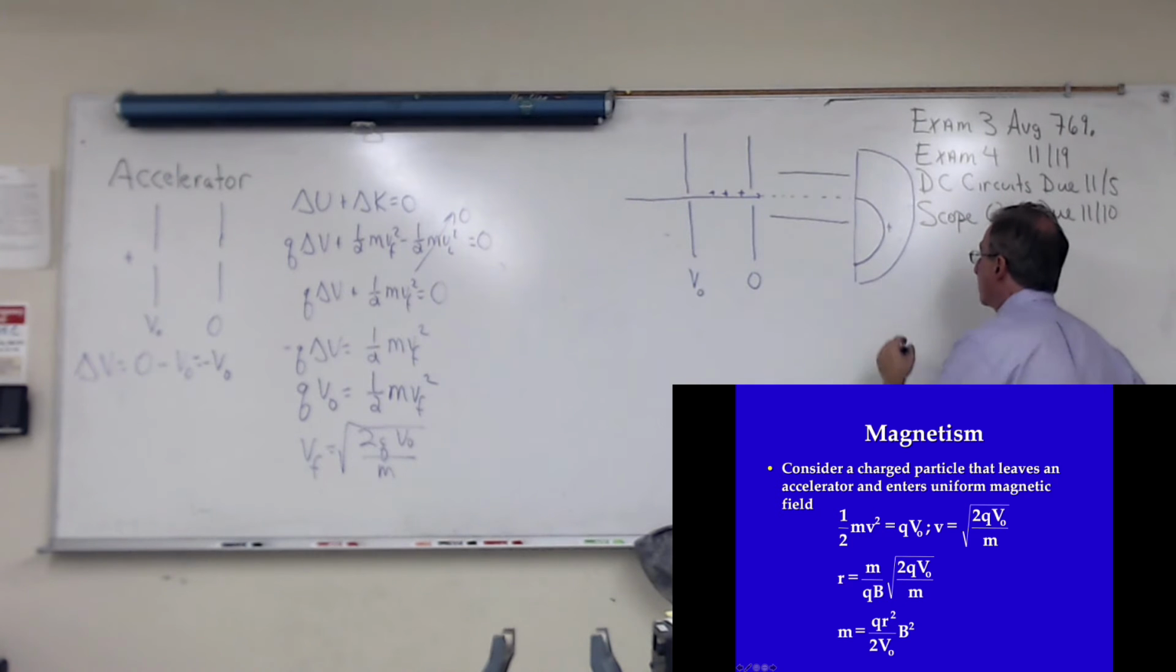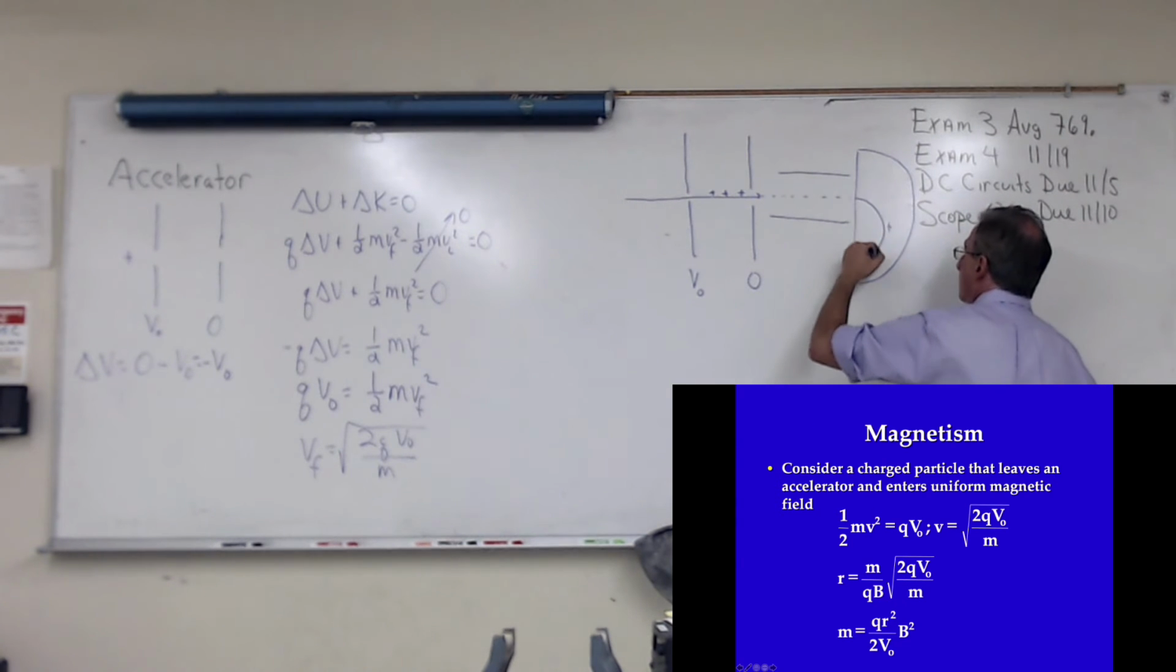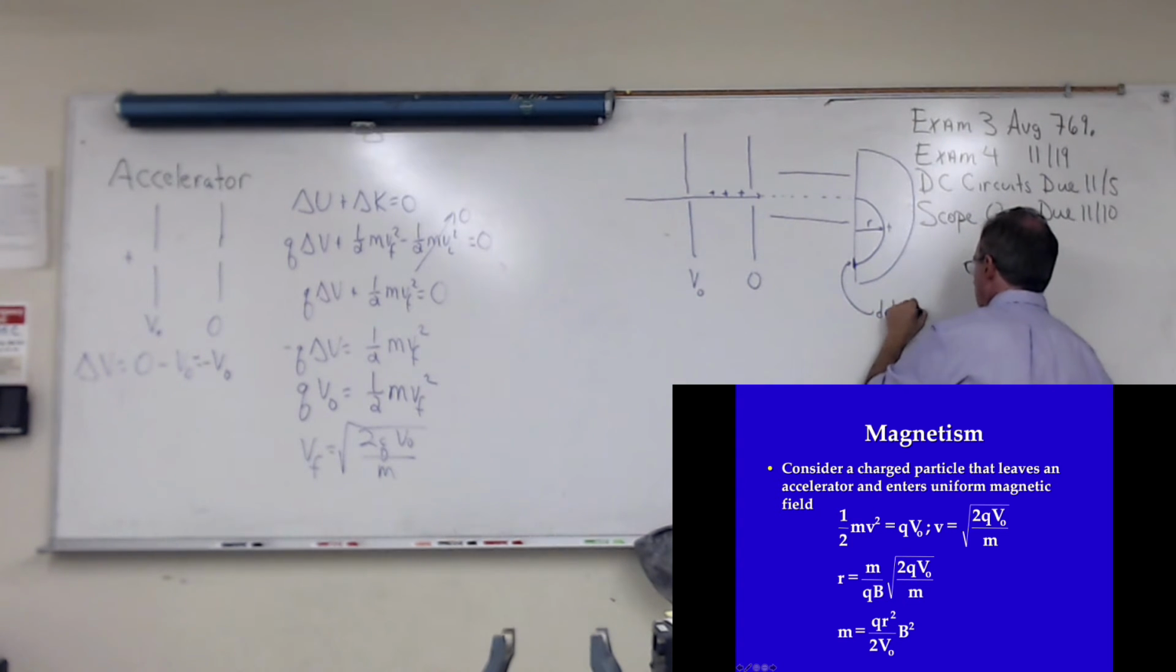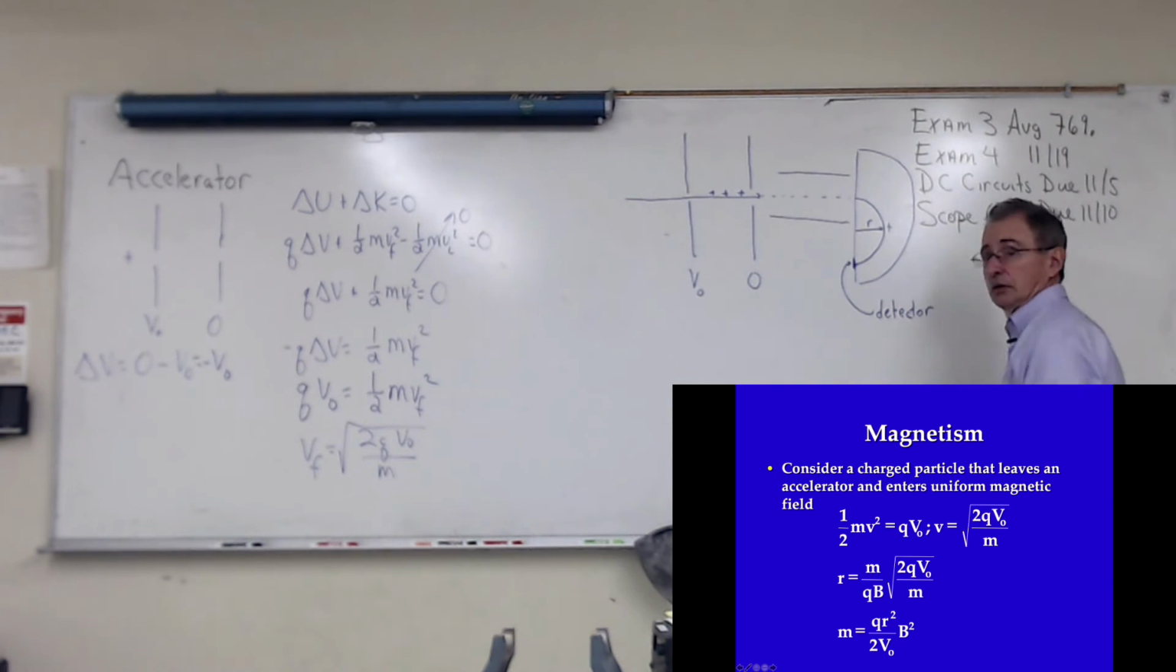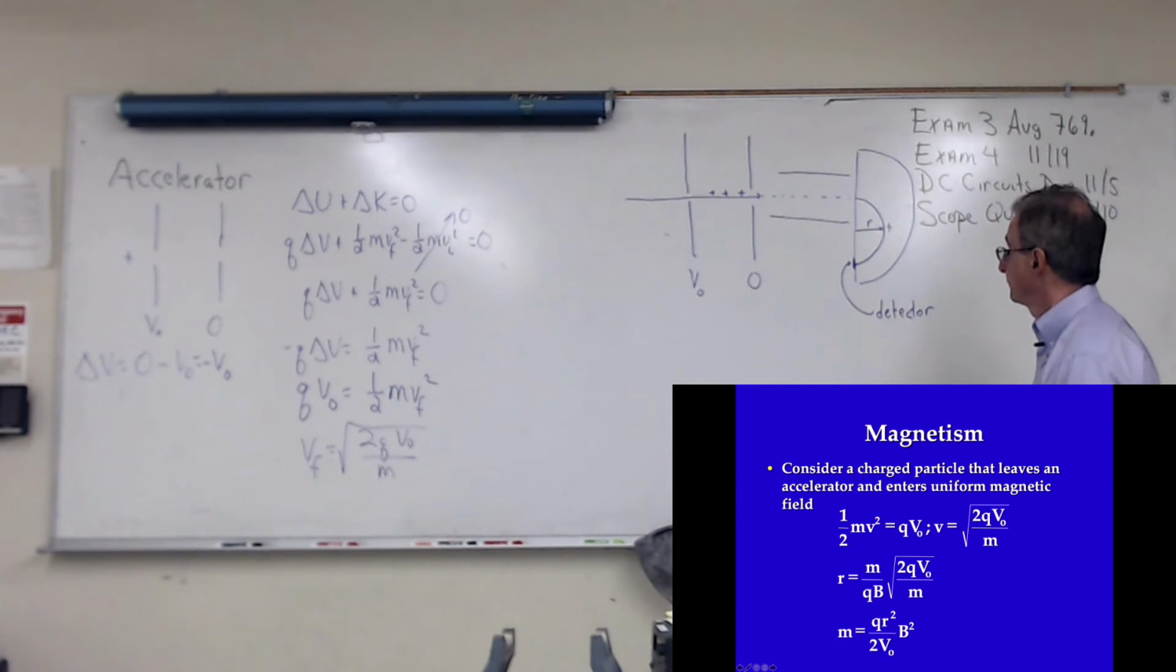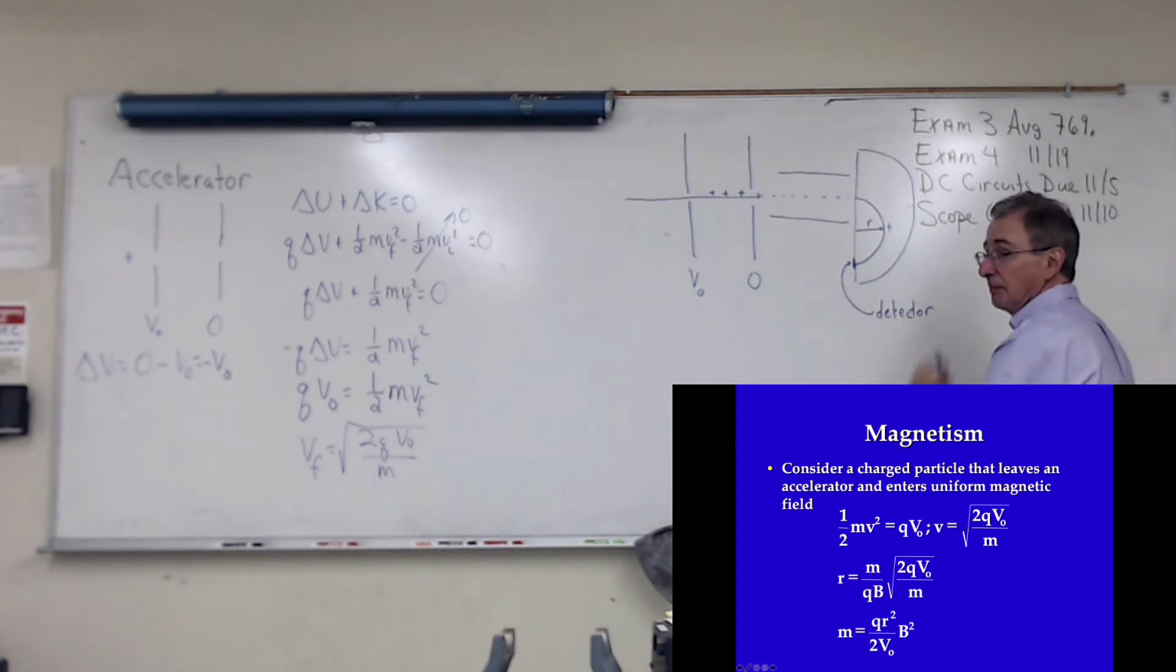And when it goes into the magnetic field, this particle is going to go in a circle of some radius. And then I have a detector here to detect the particles. Okay? This is a mass spectrometer.